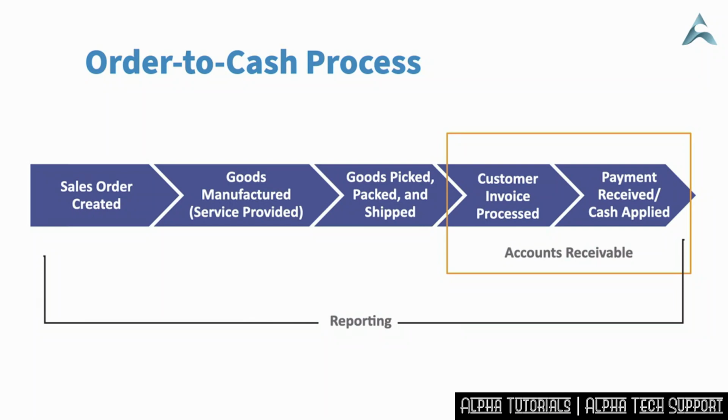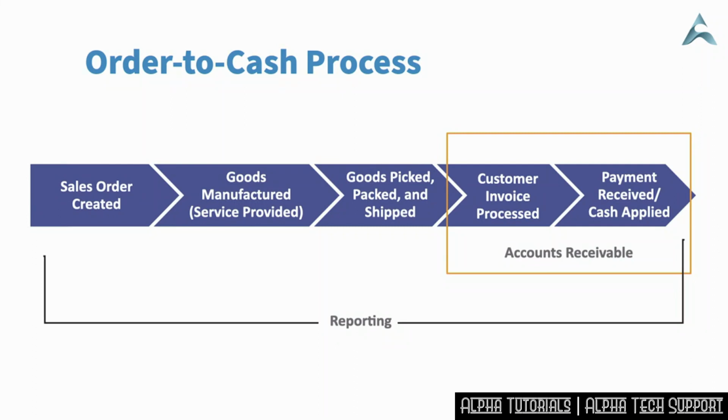Finally, after the customer has received their order and invoice, the customer submits payment via check, ACH, or wire. Payment will be made based on agreed upon payment terms. The payment is applied to the correct customer accounts and receivable invoices. In SAP, this is referred to as cash application. These last 2 steps are normally handled by the accounts receivable department.